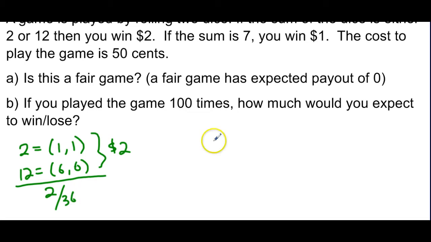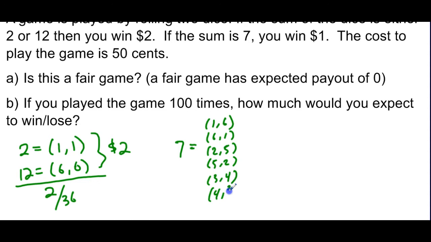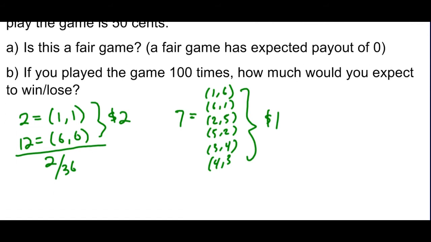All right, so let's look at the other one. To roll a sum of 7, we need a 1 and a 6, a 6 and a 1, or we can get a 2 and a 5, a 5 and a 2, a 3 and a 4, and a 4 and a 3. If we roll one of these and get a sum of 7, then you win $1. And to do this, you have 1, 2, 3, 4, 5, 6 chances out of 36 to get a sum of 7.